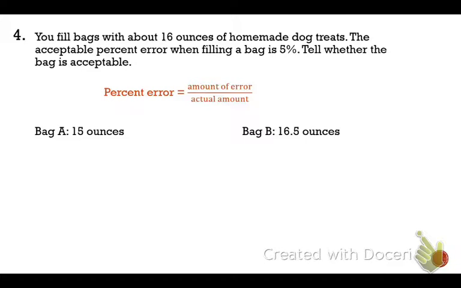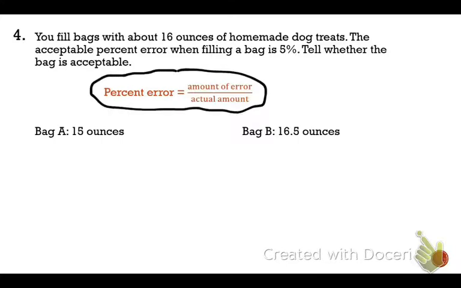Here's the deal. They are going to be sold. The acceptable percent of error when filling a bag is 5%. Listen, they know they're not always going to be perfect, but they really want it to be close to what amount? 16 ounces, okay? We need to figure out whether or not the bag is acceptable. In order to do this, we're going to use this new formula that I just taught to you, the amount of error over the actual amount.